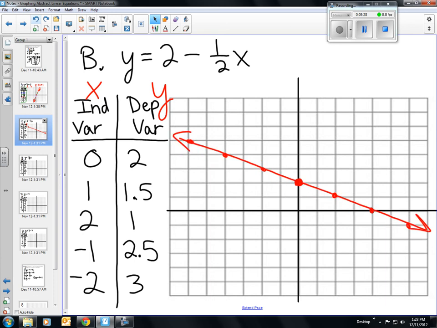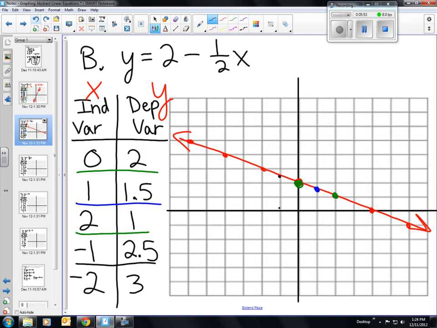We can check some of the ones that we have on our chart. So like 0, 2 would be this dot here. You have 1, 1.5, which is about right here, so that's approximately right. Then you have 2, 1, so 2, 1 would be this dot here in the green. Then you have negative 1, 2.5, which would be right here, so that's about right. And then lastly, negative 2, 3, which is this dot here. So yeah, those do check out as solutions to this graph.